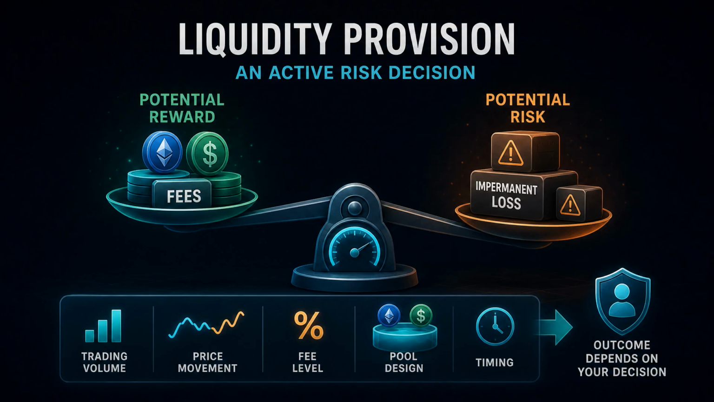Liquidity providers hope that accumulated fees outweigh impermanent loss and other risks. Sometimes they can, sometimes they do not. The outcome depends on trading volume, price movement, fee level, pool design, and timing. That is why liquidity provision is an active risk decision.